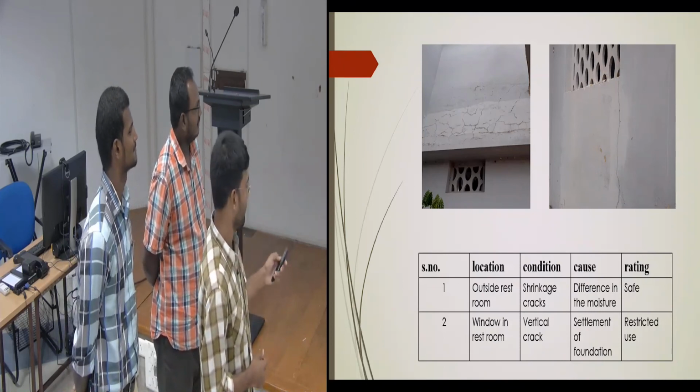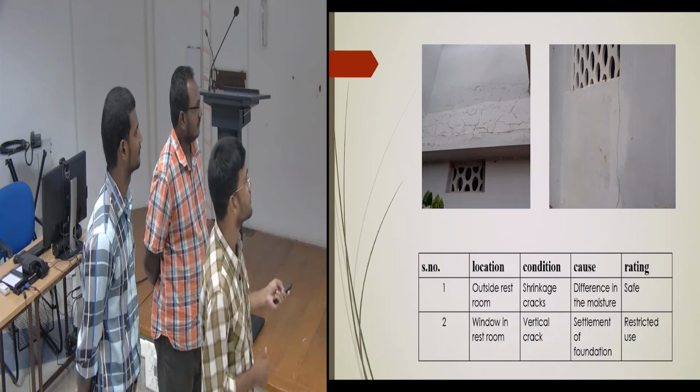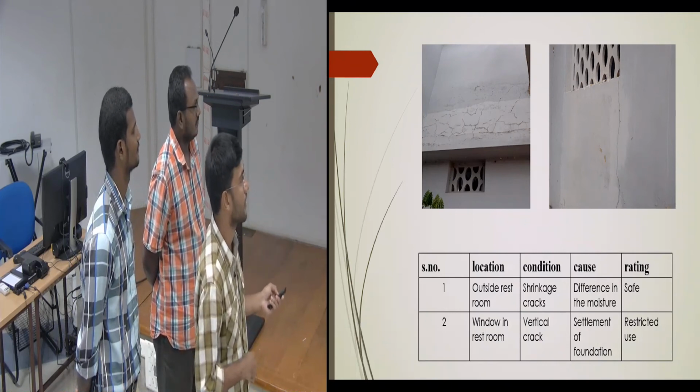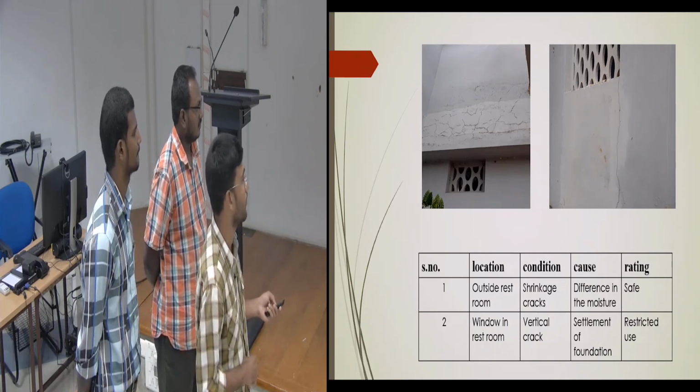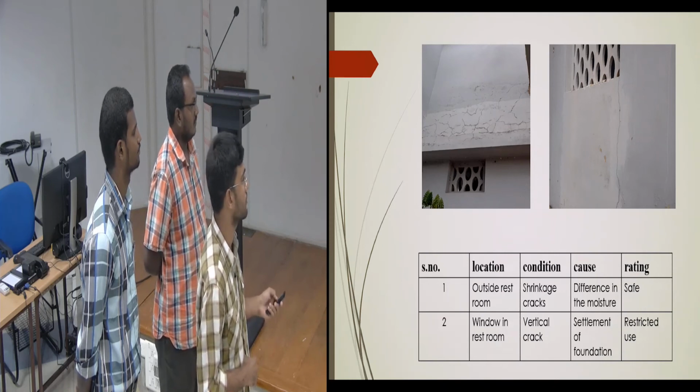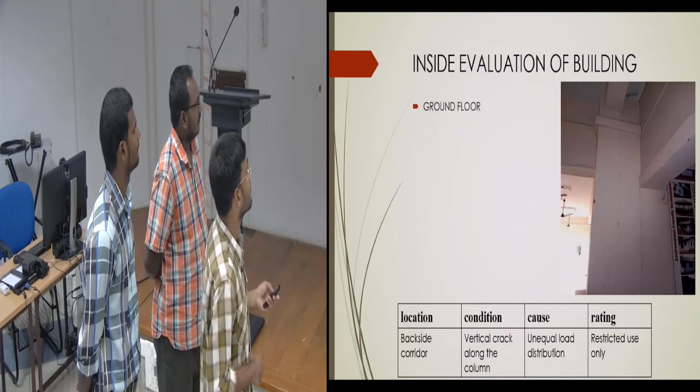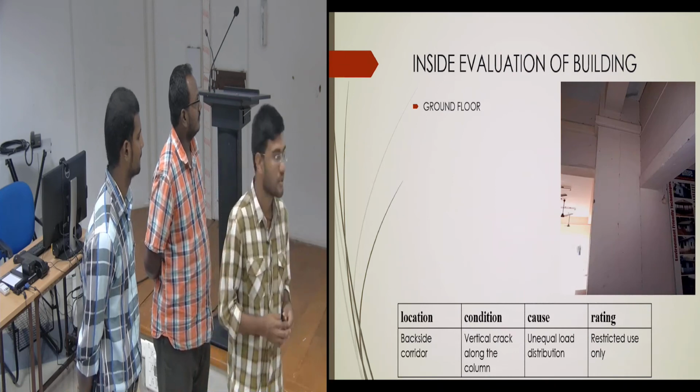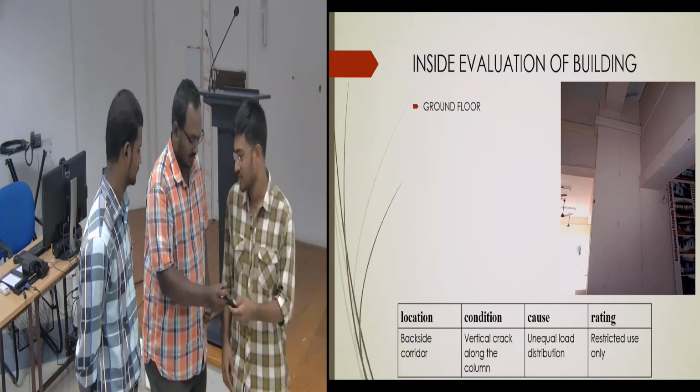So this one is the main problem. Settlement of foundation is a big problem, so that is also restricted use. The inside evaluation is told by Parthiva.